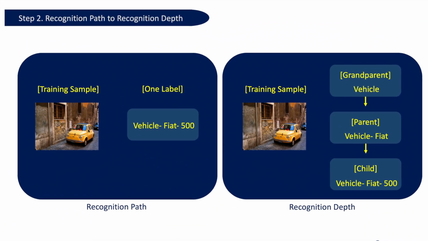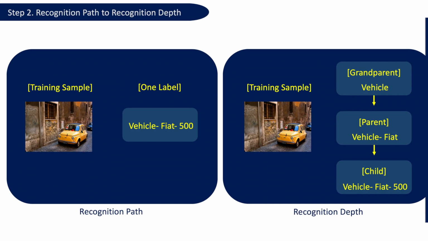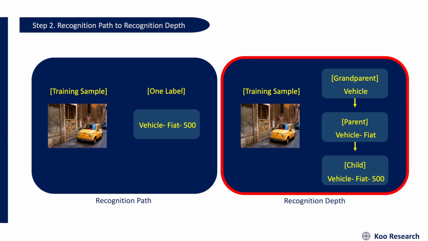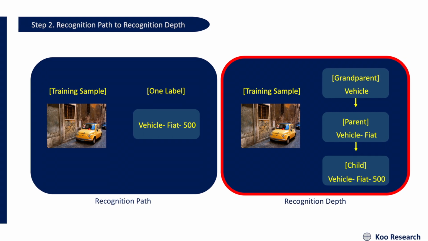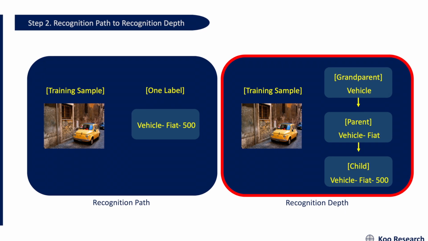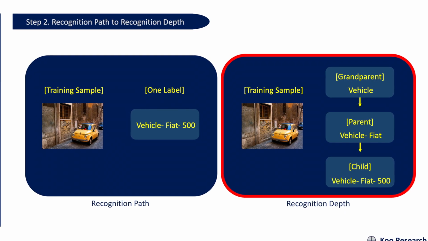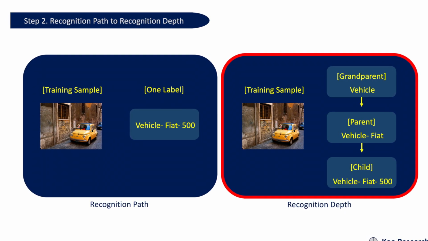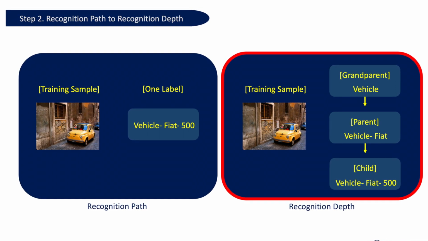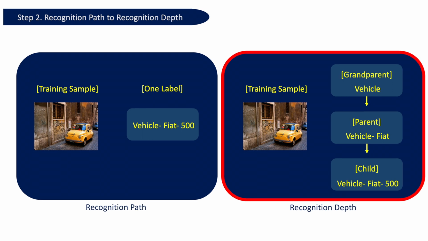Step 2. Recognition path to recognition depth. I establish recognition depth using a hierarchical structure with 3 levels of labels. The figure illustrates how the recognition path transitions from a one-to-one to a one-to-many mapping when employing 3-level labels for the same sample, offering a diverse approach to object recognition.